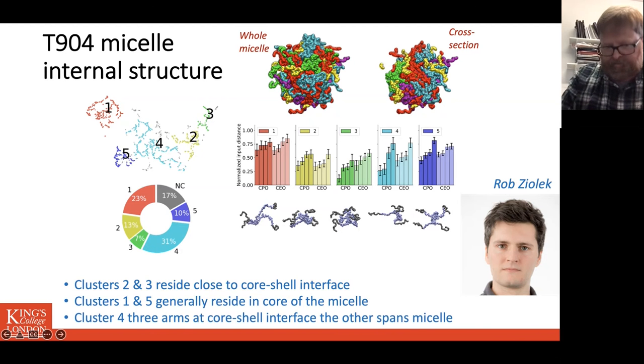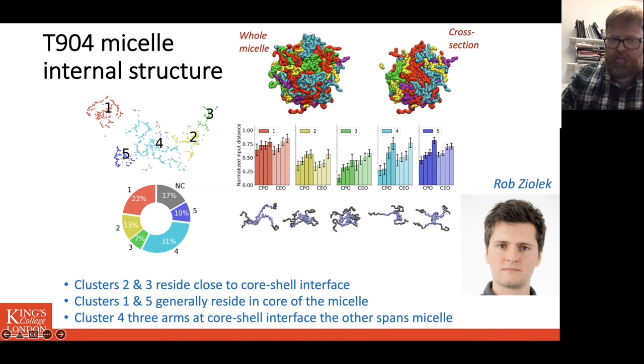our nanoparticle. And we can see that there are some that have all the arms kind of very spread out, some with three arms bunched up and one arm crossing, etc. And the interesting thing is that these two, which are all very compact, are sitting at the interface of the core of the nanoparticle and the corona of the nanoparticle, whereas one in five are usually in the core of the nanoparticle.